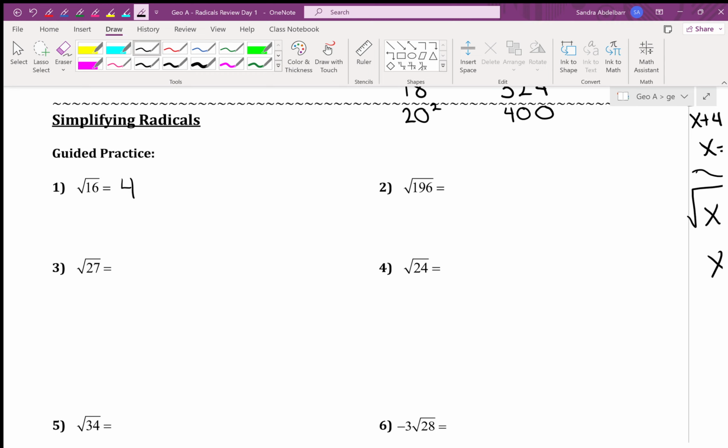All right, what about the square root of 196? What is that? 14. No more radical, right? It's 14 times 14 gives us 196.